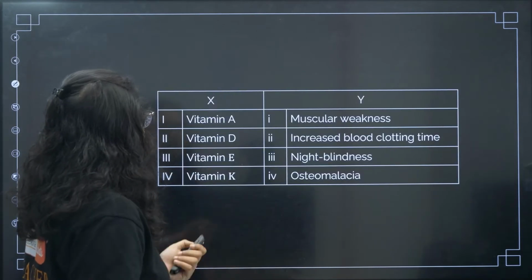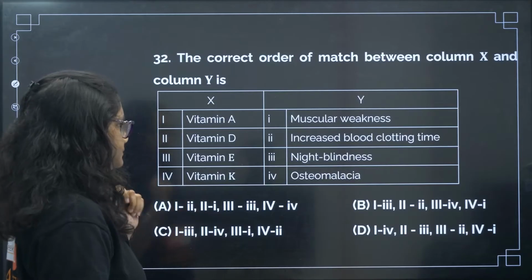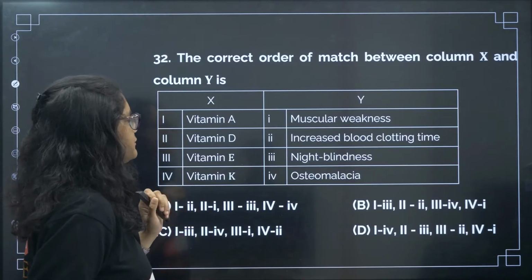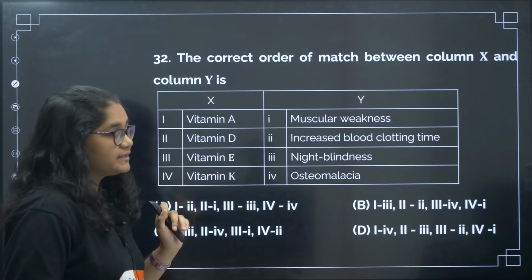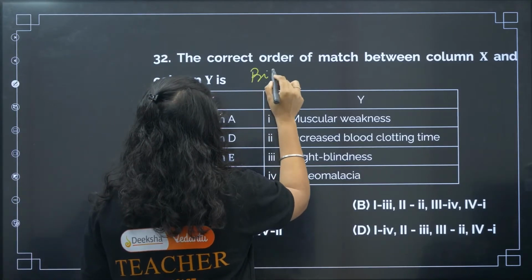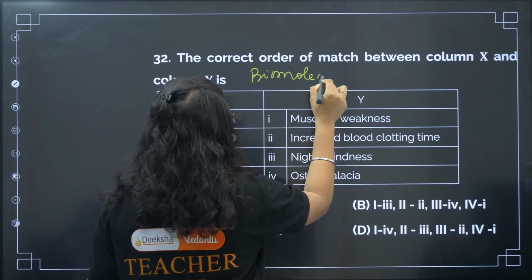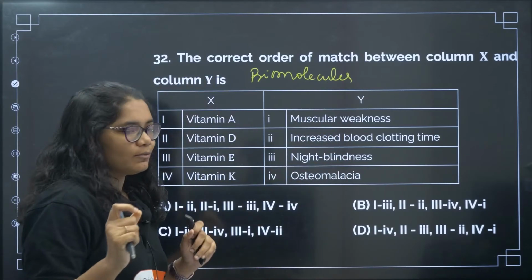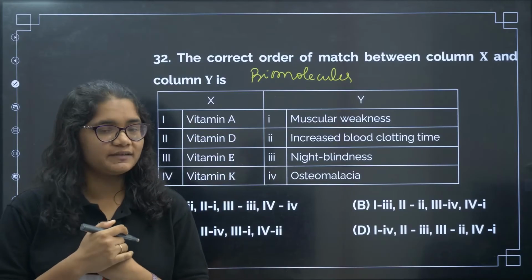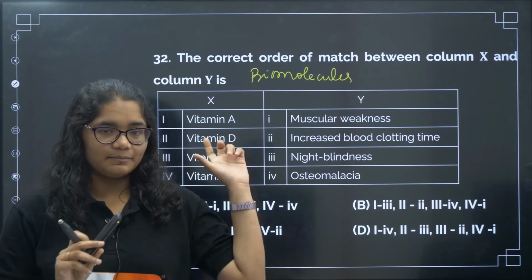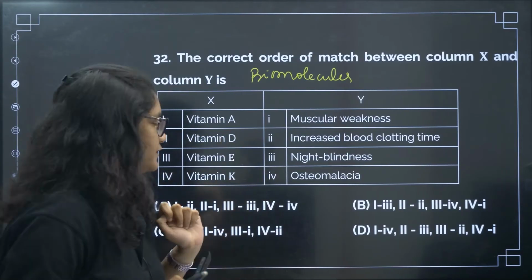Okay, next question, coming to question number 32. The correct order of match between column X and column Y. So here you can see this question is from the chapter biomolecules. So vitamins and hormones functions are very important. Questions have been asked repeatedly from this section. So yes, please pay attention to this part of this chapter.